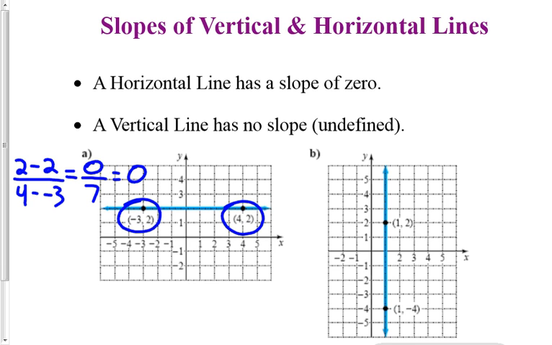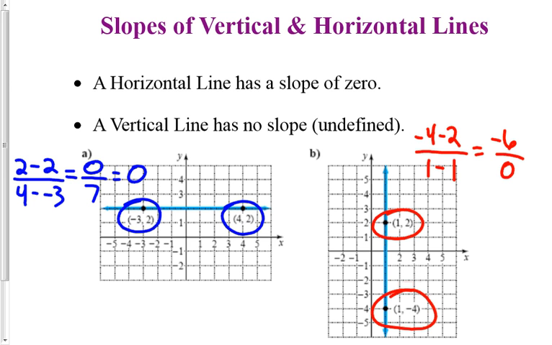Now let's take a look at our vertical line. Here we have a point (1, 2) and a point (1, -4). So using our slope formula, we have y2 minus y1 over x2 minus x1. Well, look at what happens. Now we get 0 in the denominator. And you have to remember in math that you can never divide by 0, and that is why a vertical line has no slope. It's undefined.